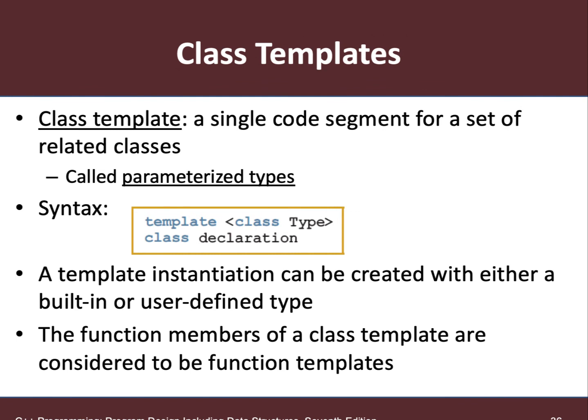Like function templates, class templates are used to write a single code segment for a set of related classes. Class templates are called parameterized types because based on a parameter type, a specific class is generated. A template instantiation can be created with either a built-in or user-defined type. The function members of a class template are considered to be function templates.